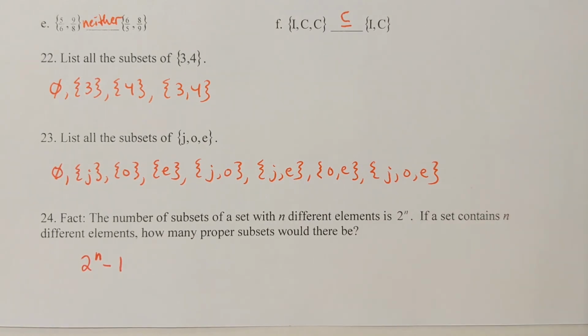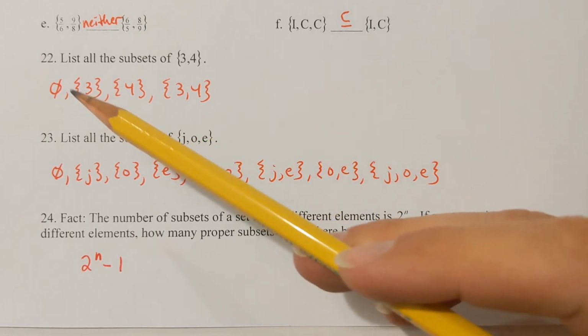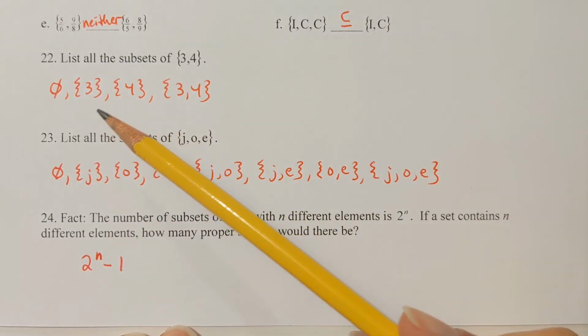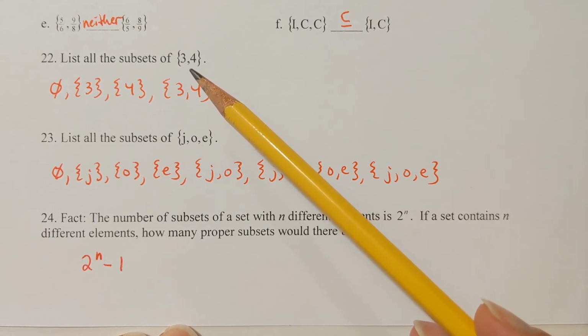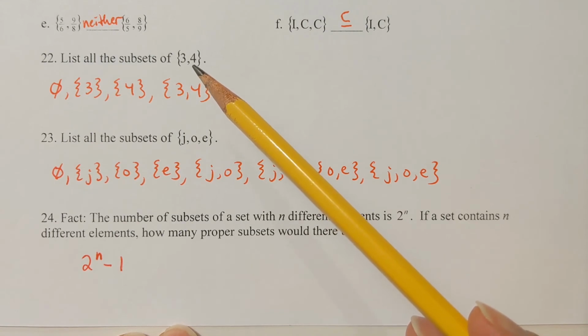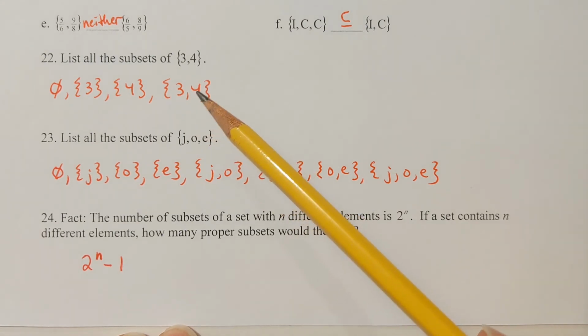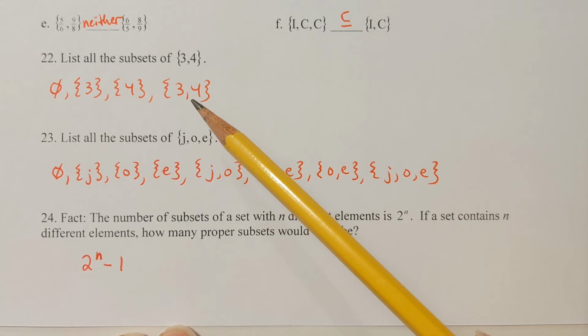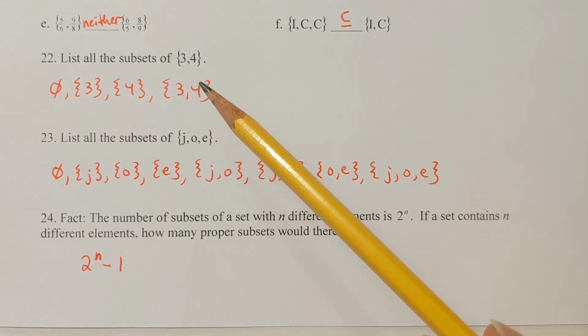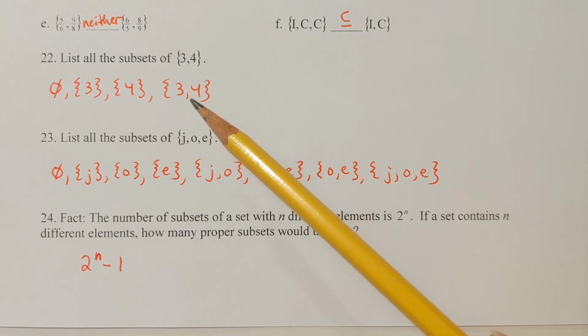Problem 22, list all the subsets of the set containing 3 and 4. Okay, so the empty set is a subset of any set. That's always the first one that I list. The set containing 3 is a subset of the set containing 3 and 4. The set containing 4 is a subset of the set containing 3 and 4. And then any set is always going to be a subset of itself. So the set containing 3 and 4 is going to be a subset of the set containing 3 and 4.